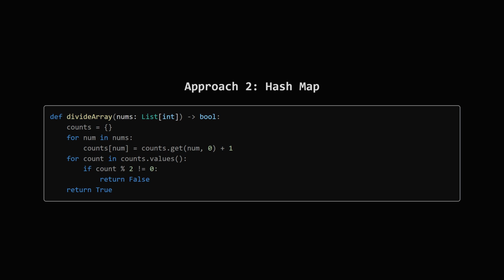After counting all numbers, we iterate through the values of the counts dictionary. These are the frequencies of each number. For each count, we check if it's odd using count modulo 2 is not equal to 0. If any count is odd, we return false. If all counts are even, we return true.